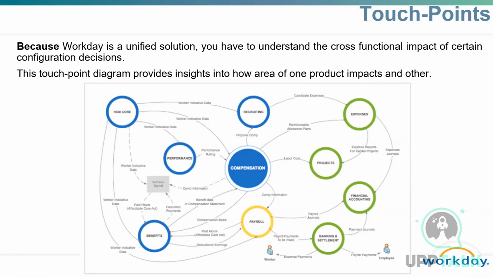Say, for example, if you make any changes on the benefit side, it is connected to payroll, it is also connected to compensation, and it is also connected to the third-party payroll solution, such as ADP or whoever else we might be using. Similarly, if you make changes to recruiting, it will have impact on expenses. If you make changes to compensation, it will have impact on recruiting, payroll, and benefits. If we make changes to the core of the system, it may have impact on recruiting, compensation, performance, benefits.